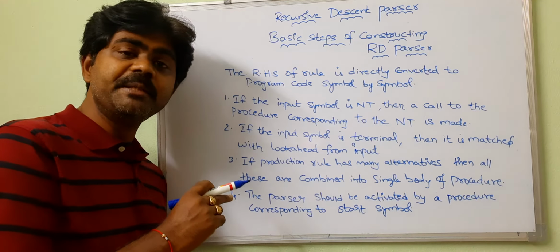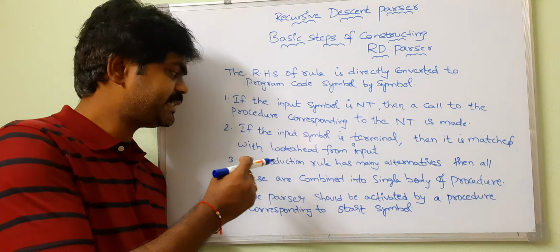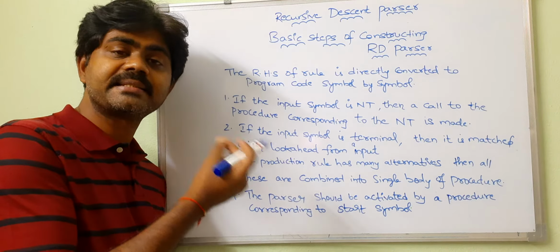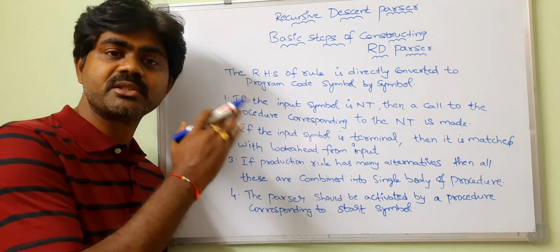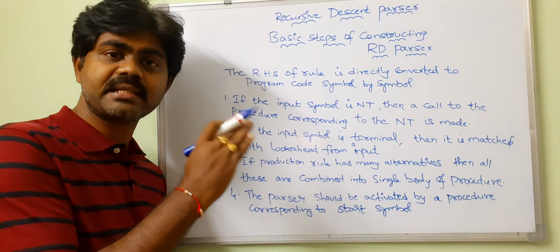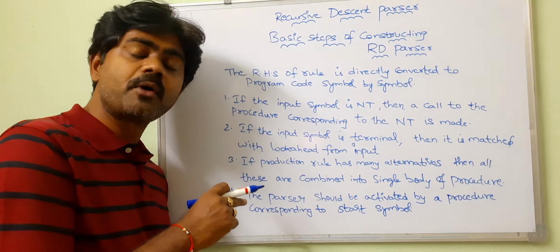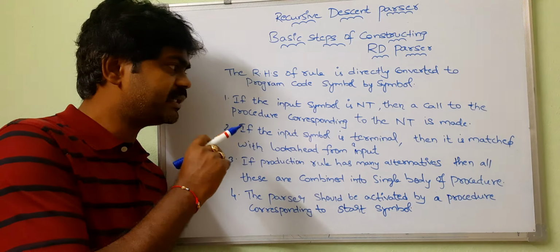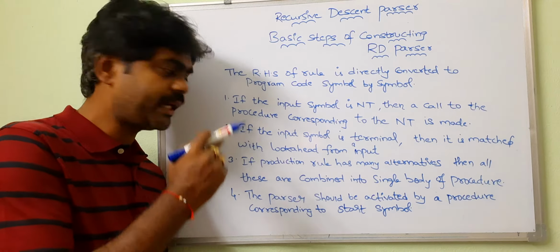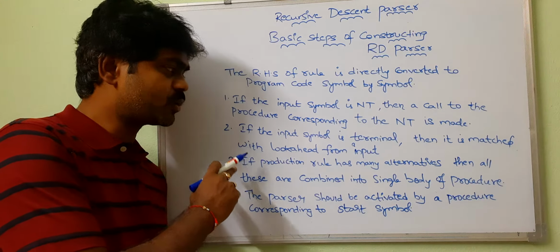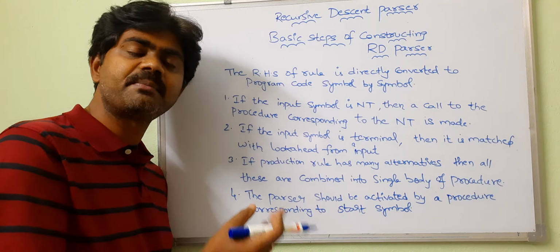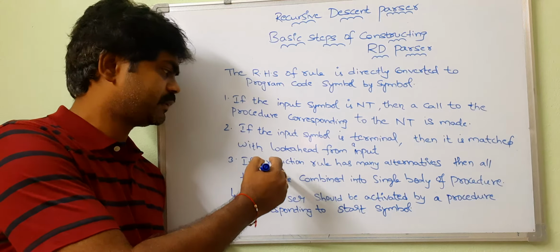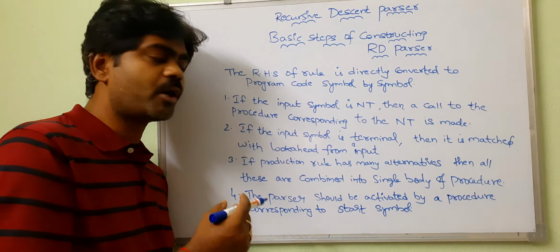Second, if the input symbol is a terminal, then it is matched with the look ahead from input. If we take an example, I will discuss what this look ahead pointer is. For the time being, the second point is: if the input symbol is a terminal, then it is matched with the look ahead from input. And third, if the procedure rule has many alternatives, then all these are combined into a single body of procedure.